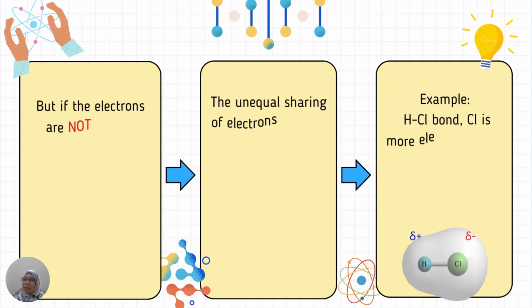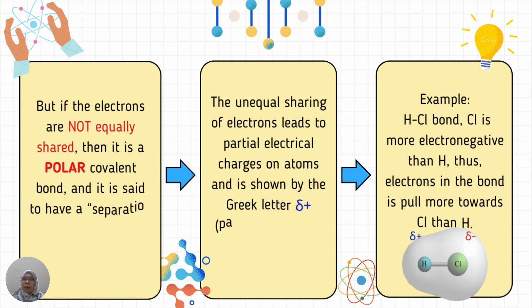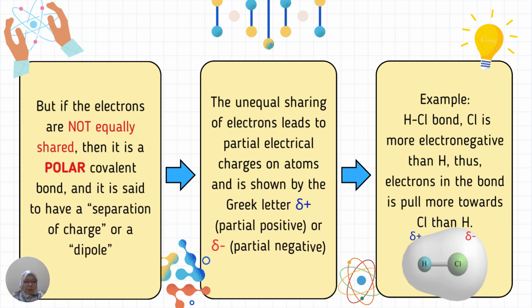If electrons in a bond are not equally shared, then it is known as a polar covalent bond and is said to have a separation of charge or a dipole. The unequal sharing of electrons will lead to partial electrical charges on atoms, shown by the Greek letter delta positive or delta negative. A good example is the bond formed between hydrogen and chlorine, or hydrochloric acid. Chlorine is more electronegative than hydrogen. Therefore, electrons in the bond are pulled more towards chlorine than hydrogen.